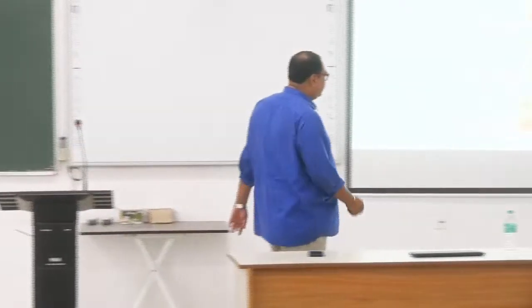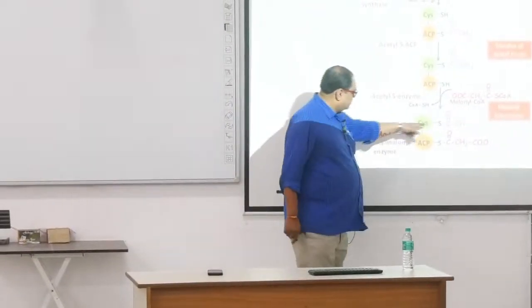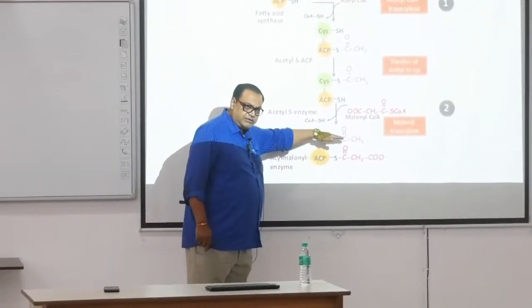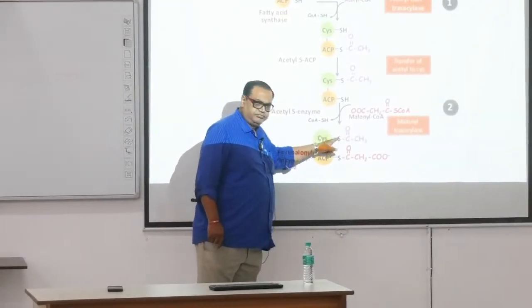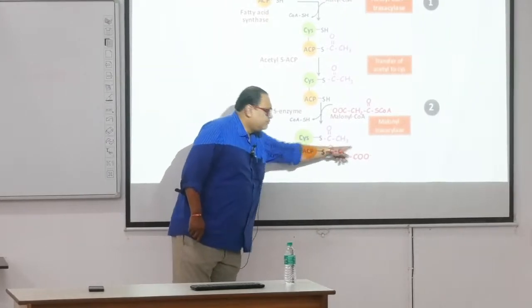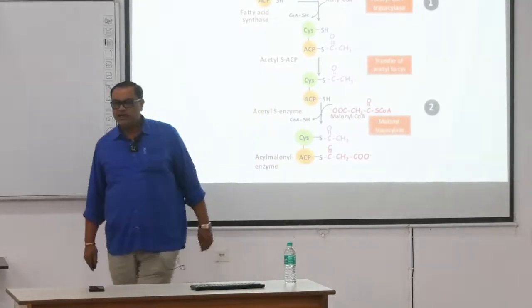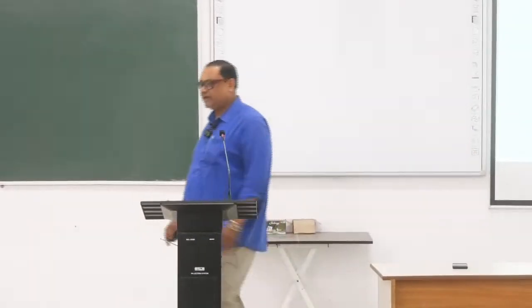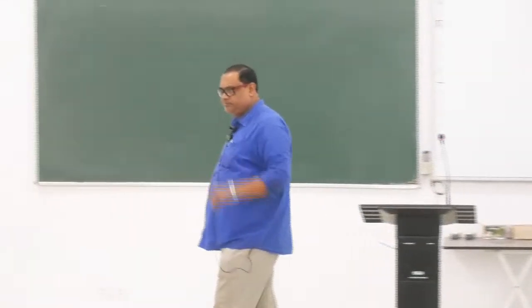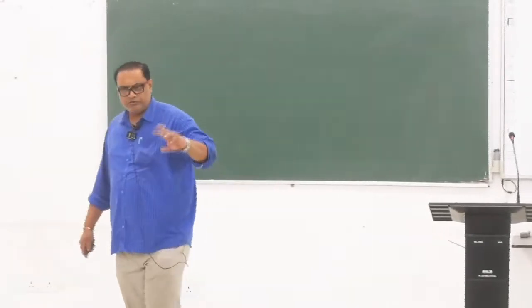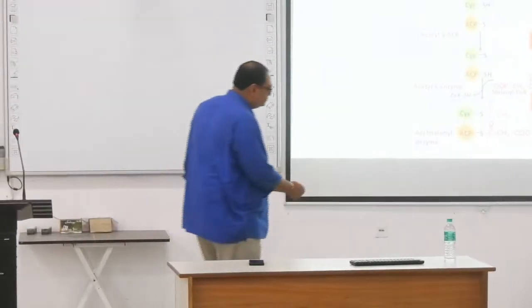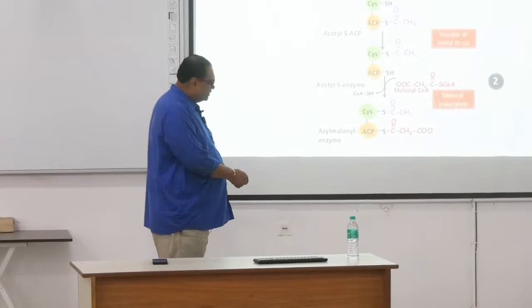So now we have an enzyme. This is one subunit of the enzyme, and this is the other subunit. One subunit contains an acetyl group, another subunit contains a malonyl group. So we call it acetyl malonyl enzyme. The enzyme is bound to both. In the next step, remember the color. This is somewhat violet and this is red.